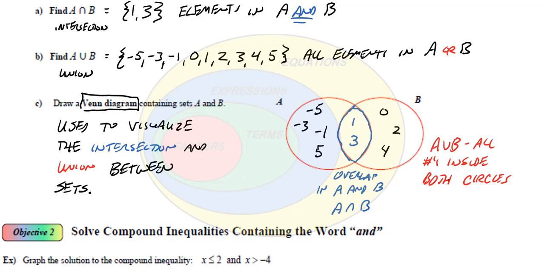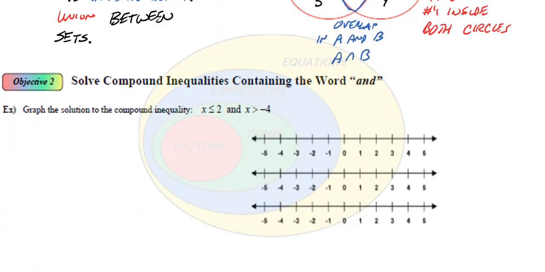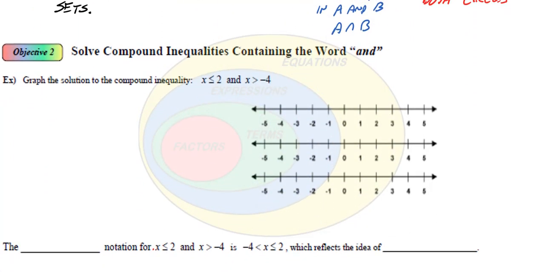So if we take this idea and think about how we are going to compare two inequalities, say we want to graph the solution to the compound inequality x less than or equal to 2 and x greater than -4. And with an inequality, x less than or equal to 2 is an infinite set of numbers.